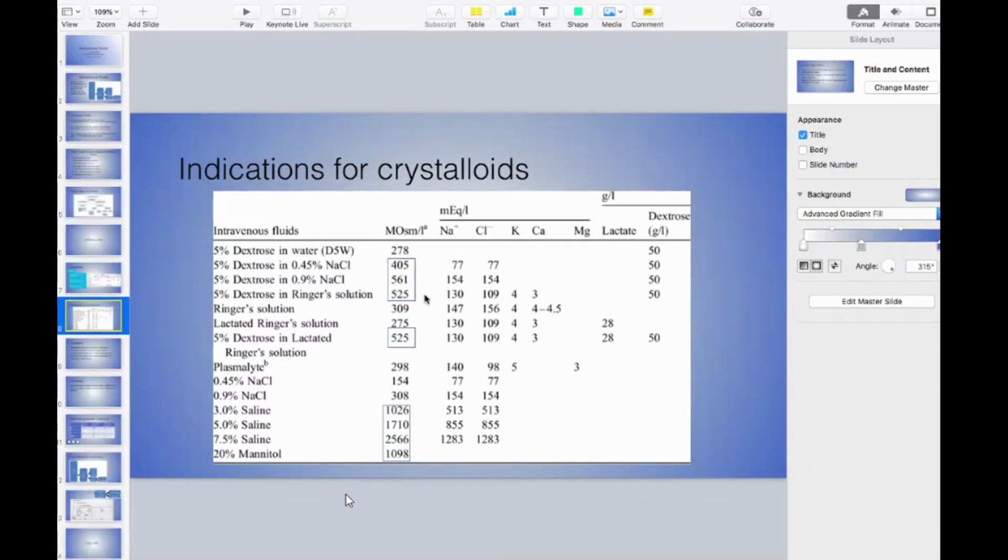That was a hypertonic solution. And these are now half normal saline. It is isotonic. It is 154 millimoles. So in addition to that, these 3%, 5%, 7%, 20% mannitol, those are hypertonic solutions. Understand? So this is how you divide the crystalloid.